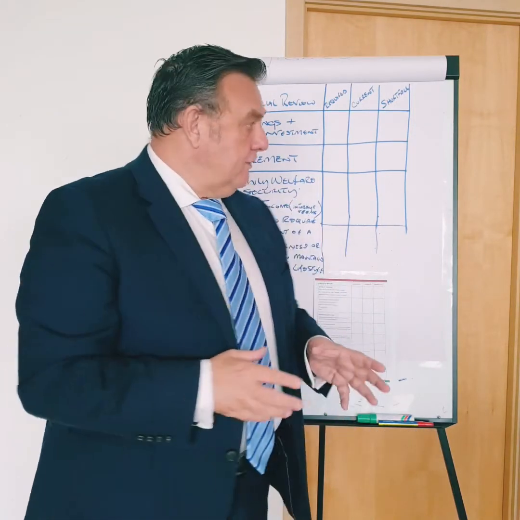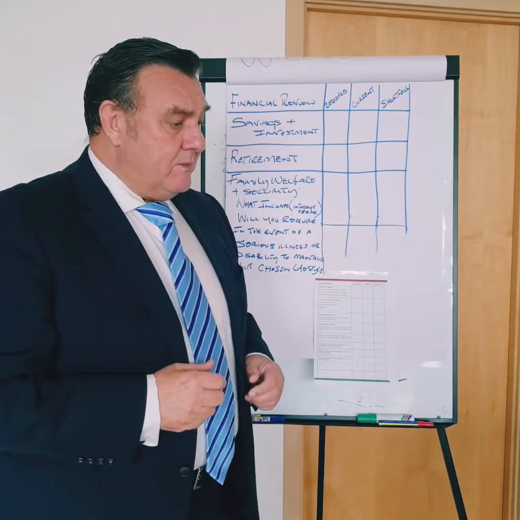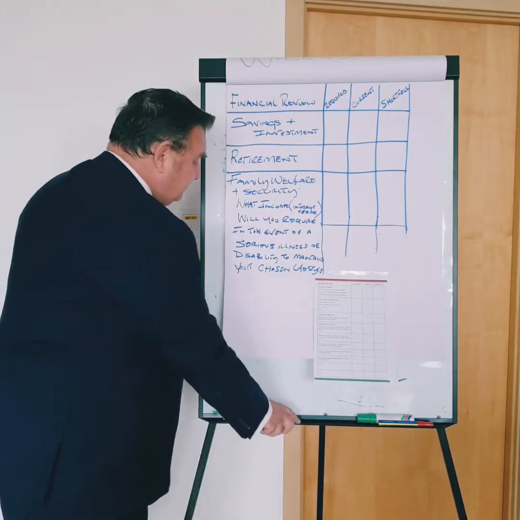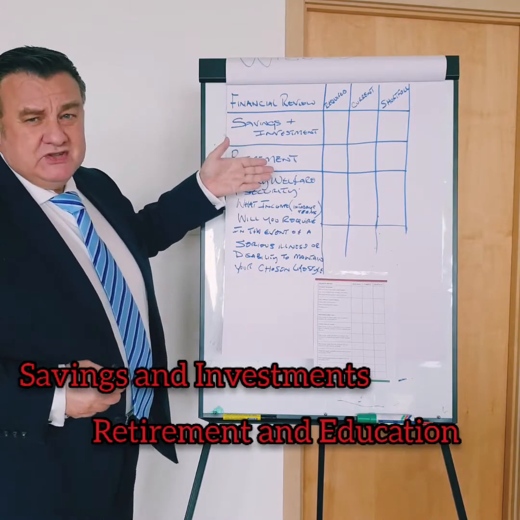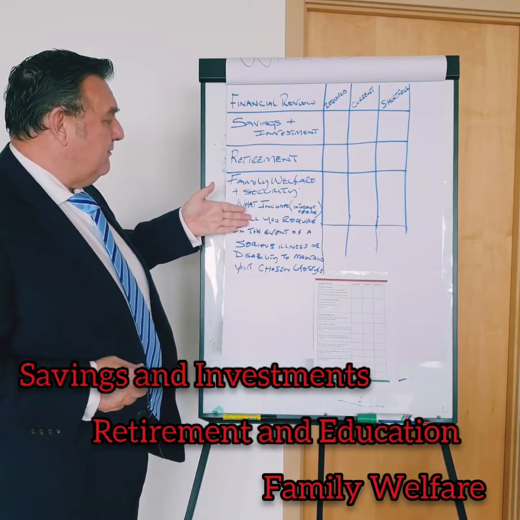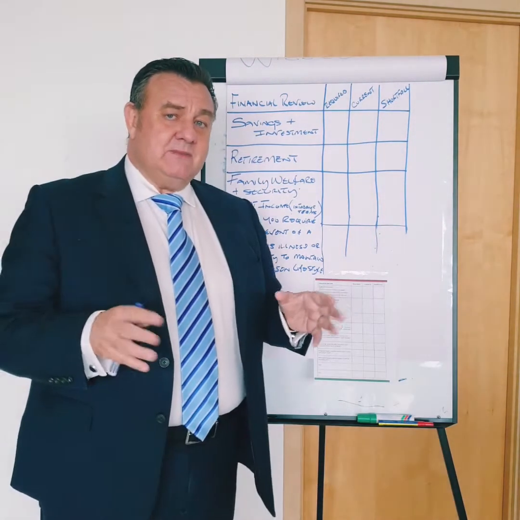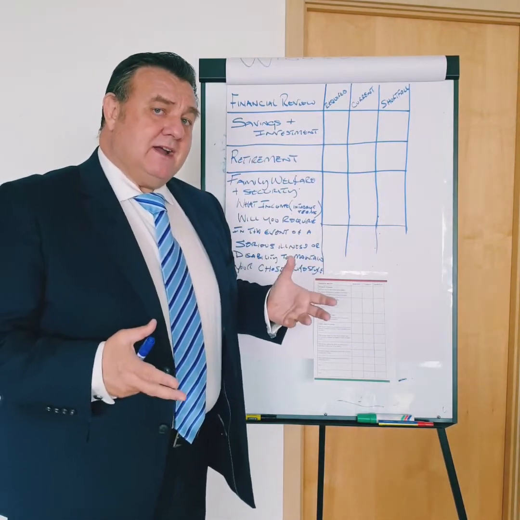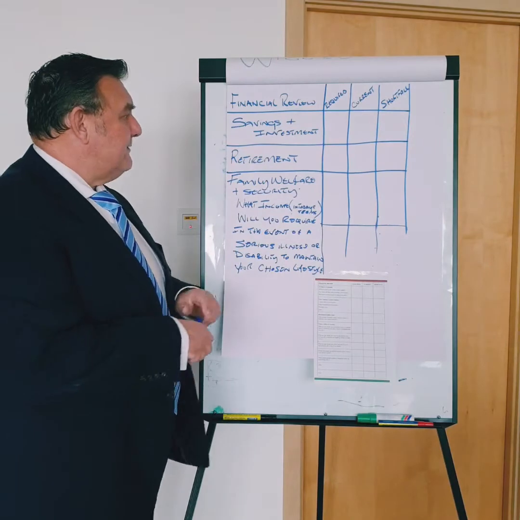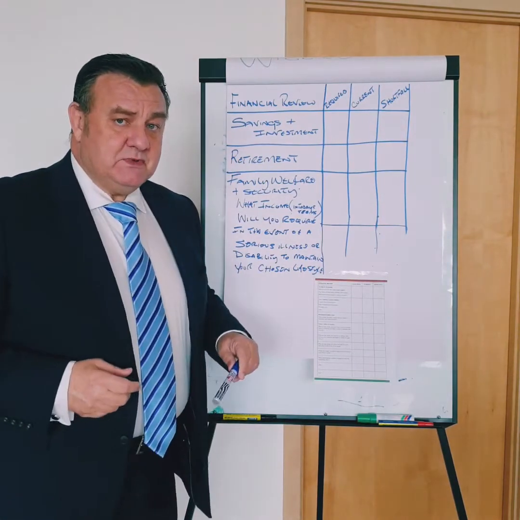Okay, so let's have a look. When we look at this particular page, we've got a number of headings: savings and investments, retirement, education for children, and family welfare. The question track is very similar for each one, but I'm just going to take you through a couple today, just to show you how you should fill it in. So let's have a look at savings and investment first of all.